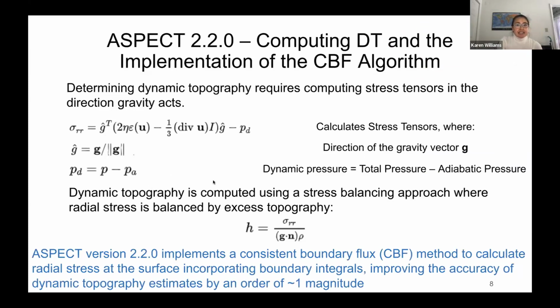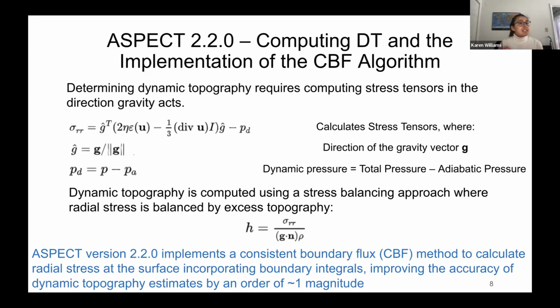Dynamic topography is computed using a stress balancing approach where radial stress is balanced by excess topography using this equation for H, where sigma represents radial stress, which is calculated using this equation, where G hat is gravity, and P sub D is dynamic pressure, which is adiabatic pressure subtracted from total pressure.